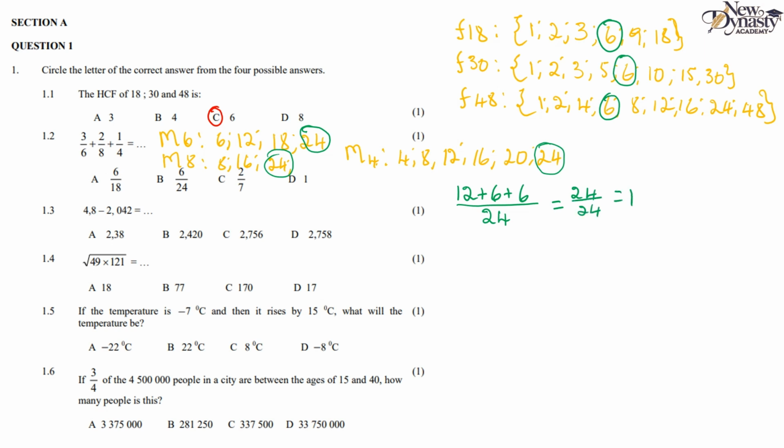So our correct option here is going to be option D for number 1.2. The option is D. Now moving on to 1.3.